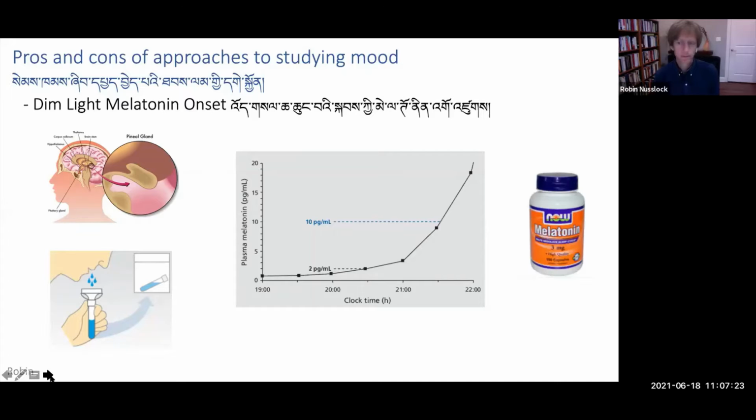Advance slide. And you may have heard of melatonin because some people will take a supplement called melatonin to help them fall asleep. So it's a powerful molecule to help us regulate or maintain our circadian rhythms.